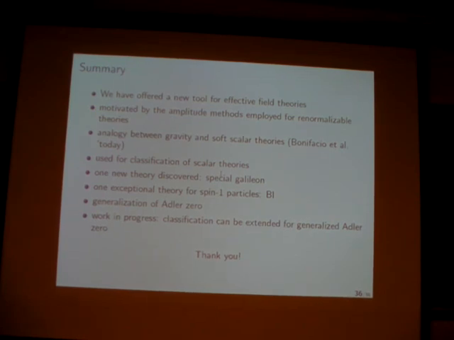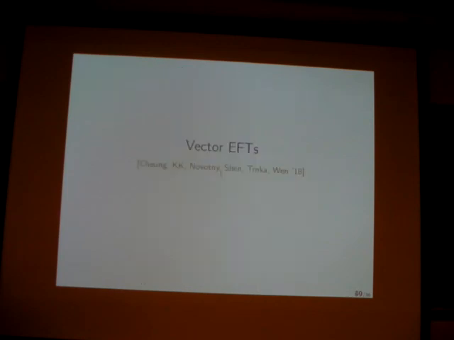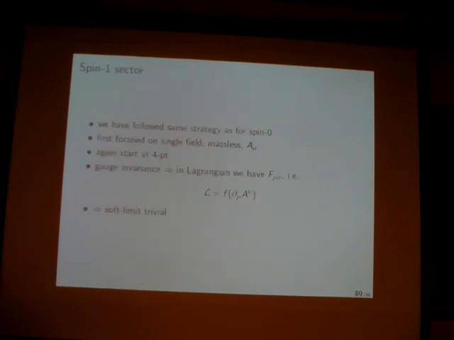I have one question. For the BI theory for the spin one particle, how did you prove it, to all orders or at fixed order? For BI, for the vector, okay, I had some backup material. It's to all orders, of course.